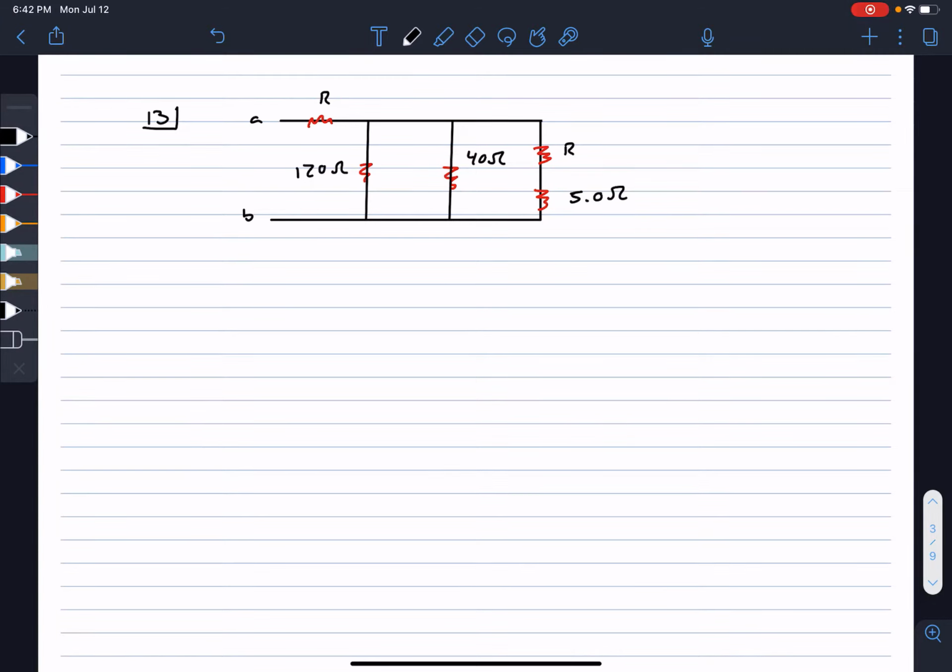Number 13 from chapter 18. We're given a circuit, and we are asked to determine what the value of R is. So here we have R, and here we have R, and we're asked to determine what that value is.